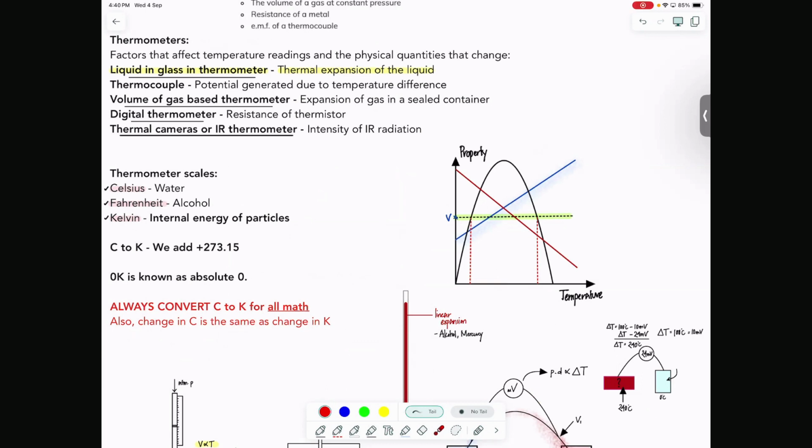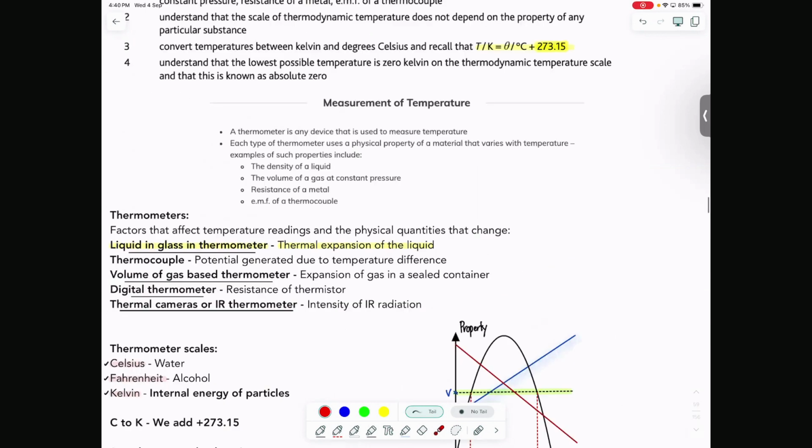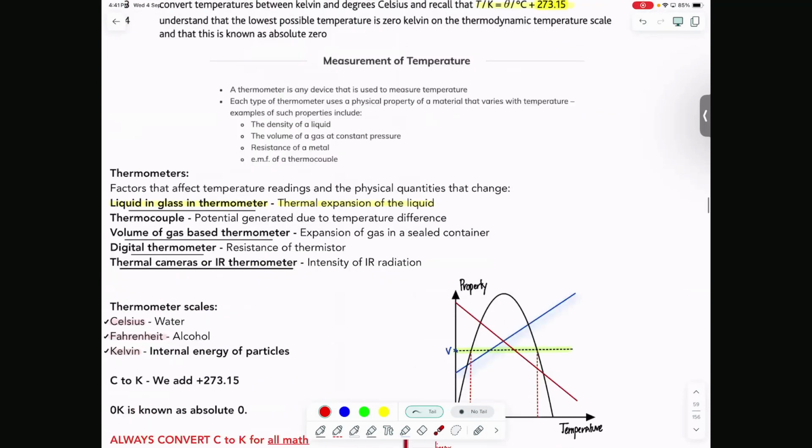Okay, that's thermometers. Any questions? Talking about the boiling point. It's just, it's there in the syllabus, so I had to go through it. So I had some notes out there.